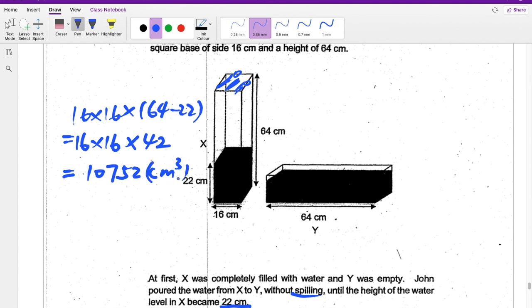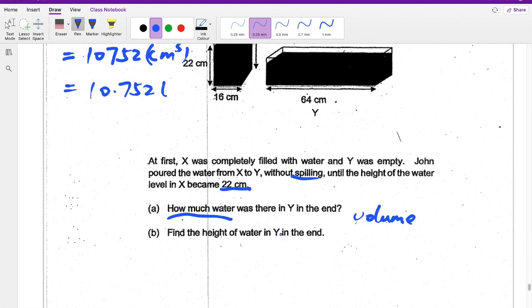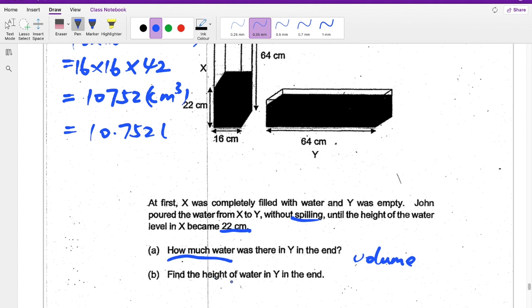Well, this is a volume, right? But we can convert it to litres, which is 10,752 litres. Okay. Find the height of Y in the end. This one.